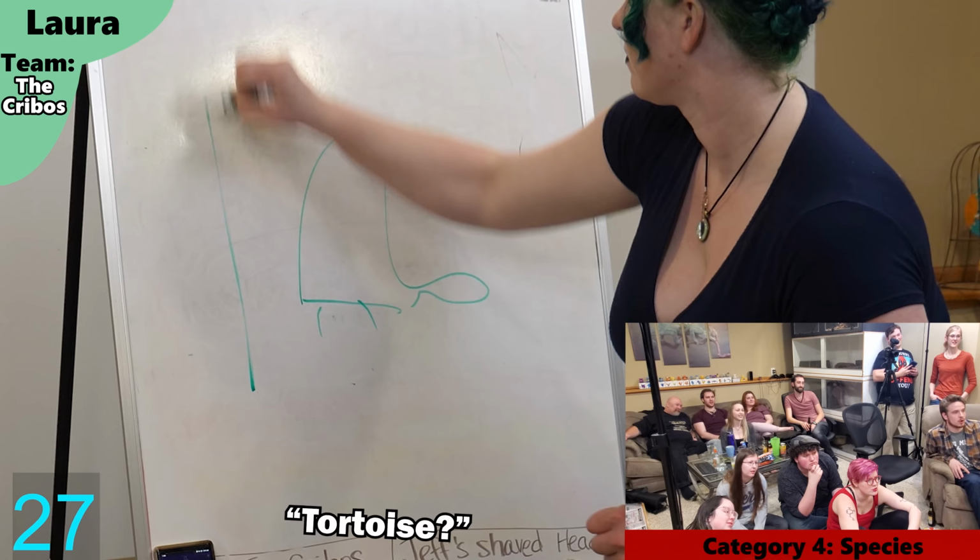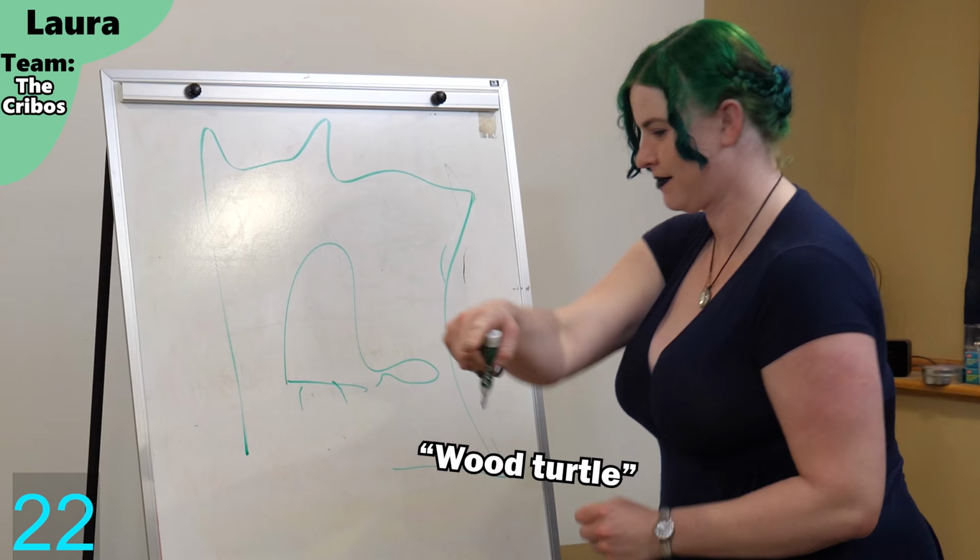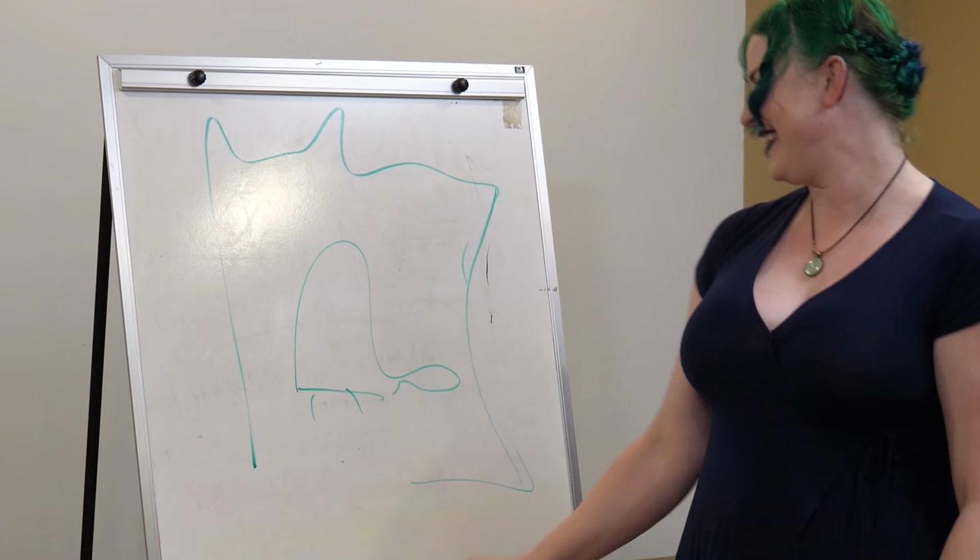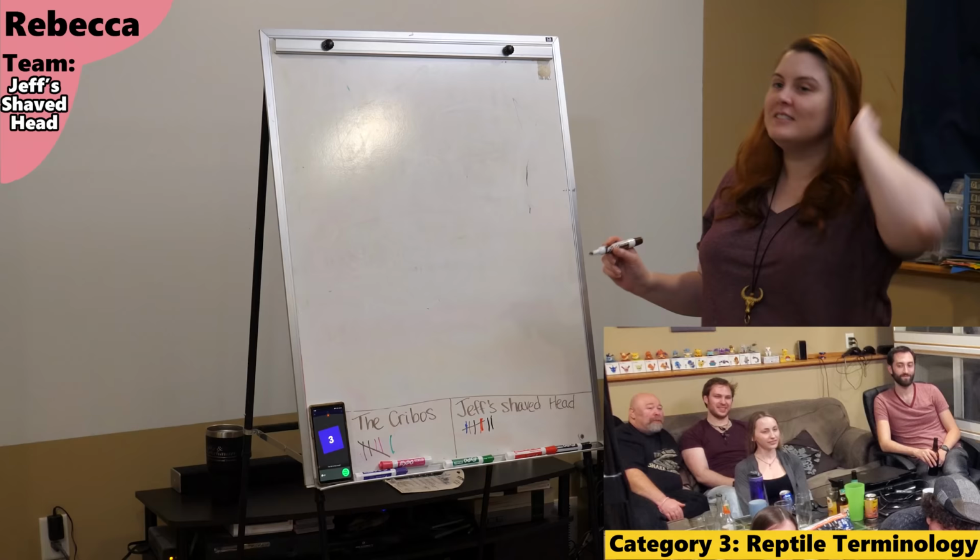Turtle. Tortoise. Box turtle. Box turtle. Blanding turtle, wood turtle. No, Blanding turtle. That's the dog. I love the Minnesota. That was her state. Oh, it's a three. Hey, a three. Yay. Three, two, one.